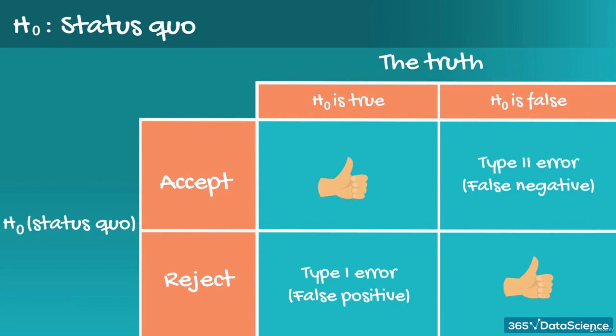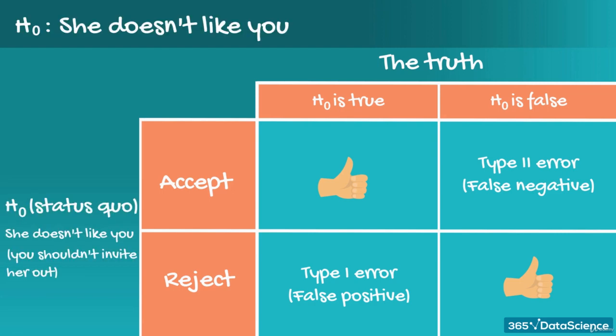Now, let's see an example that I heard from my professor back when I was studying statistics in university. You are in love with this girl from the other class, but are unsure if she likes you. The status quo in this situation is she doesn't like you back. So H0 is she doesn't like you back.